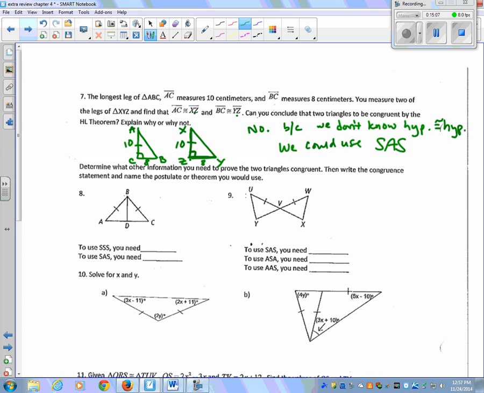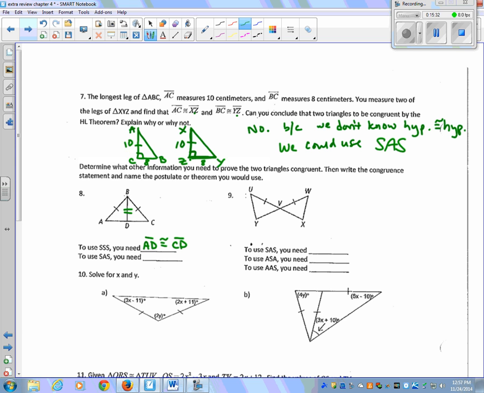Okay, determine what other information you need to prove the triangles congruent. Then write the congruent statement and name the postulate or theorem you would use. Okay, to use SSS, well, we know this by reflexive, so we would need AD congruent to CD. These are the ones we would need. I'm going to erase them because we have to keep using this. So the only thing that stays constant is that reflexive.